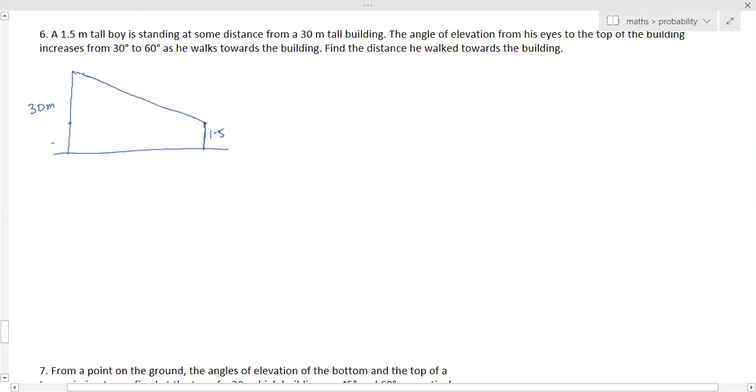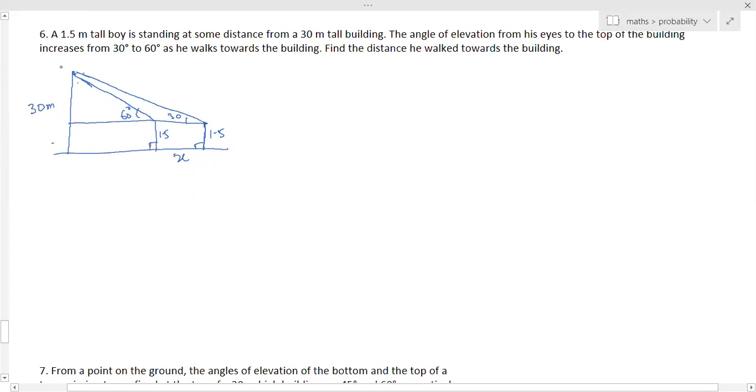Oh, ground we have to draw. This angle is 30 degree. It increases to 60 degree as he walked towards the building. So he walks some distance towards the building, and the angle of inclination changes to 60 degree. This is also 1.5. Find the distance he walked towards the building. So this distance you have to calculate.